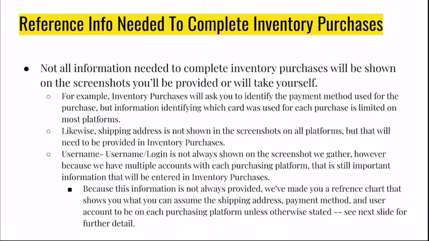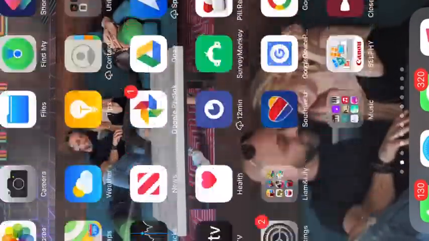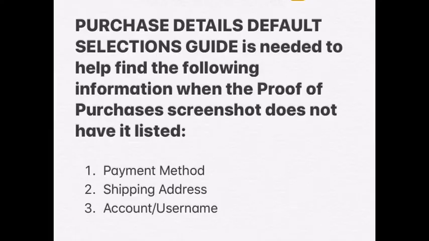The other two pieces of information, in addition to payment method, that you'll need to use the reference guide for, that are not always on the proof of purchase screenshots, are the shipping address and the username or account login. Since there's a lot of information on that slide, I created a summary in notes for you. Basically it says the purchase details default selections guide is needed to help find the following information when the proof of purchase screenshot does not have it listed: payment method, shipping address, and the account username, so basically the account that we logged in through. So that's what you'll be using the guide for.